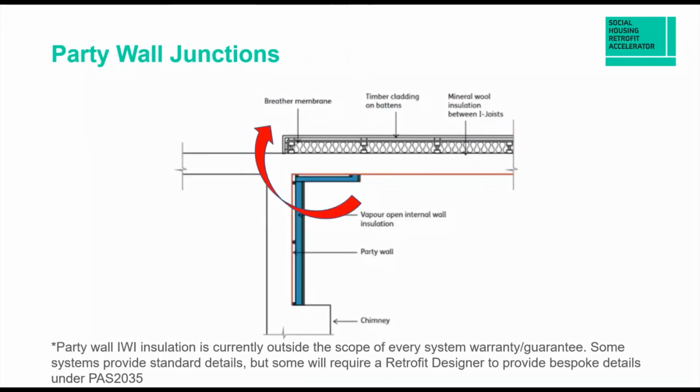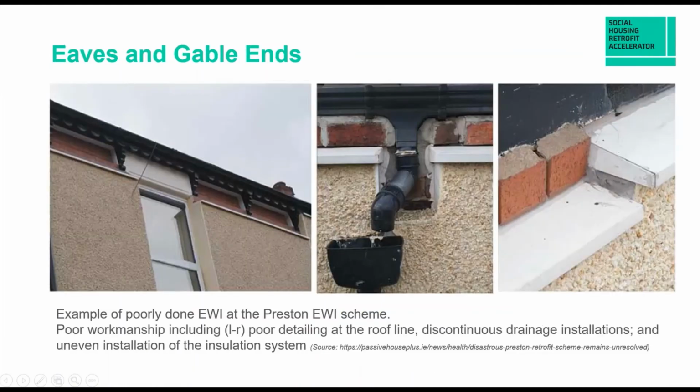Party wall junctions, so where we've got one house being insulated with EWI but the adjacent house is not, we do have to resolve the thermal bridge here using an internal wall insulation solution of some description. That's basically because without doing so you end up with a thermal bridge right through that party wall junction, and under PAS2035 we cannot do that. We cannot do things like this.